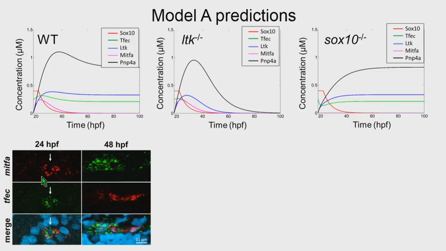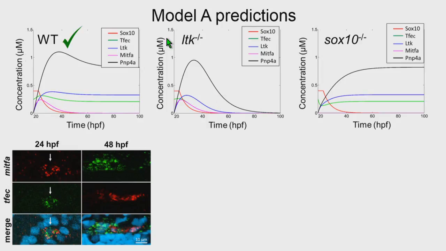So we double label for MITFA and TFEC transcripts using the RNAscope protocol. And what we find is that at 24 hours post-fertilization, TFEC-positive iridoblast-specified cells are also expressing MITFA, whereas at 48 hours post-fertilization, these two genes are expressed in distinct cell populations, therefore justifying a rise and then drop of MITFA in the iridophore lineage.